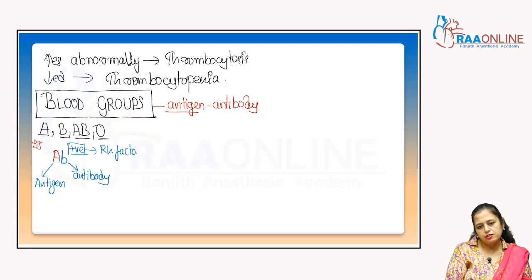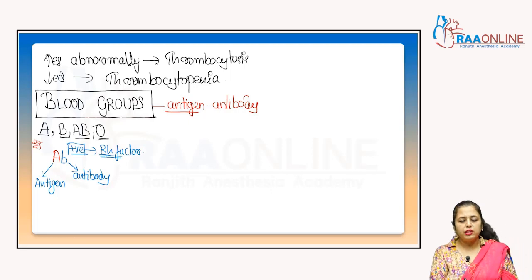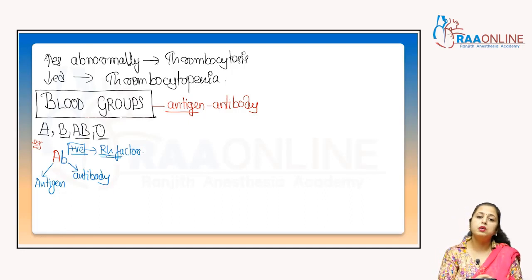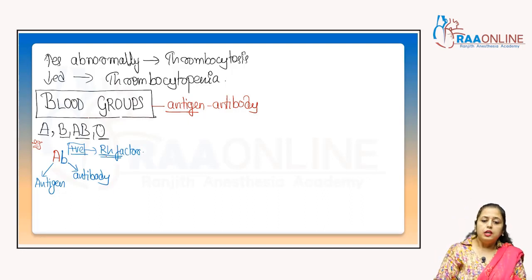That positive sign is related with the Rh factor, which is taken from the rhesus monkey. That's why it's called rhesus, Rh. It is a kind of protein, and its gene is present on chromosome number 1. Clear? If it is present, then it is positive. If it is absent, then it is negative.